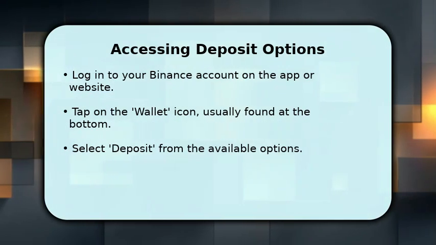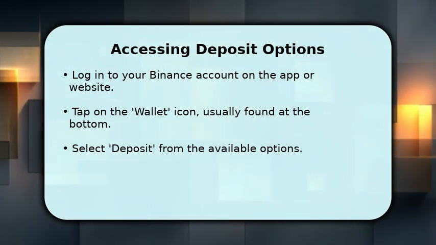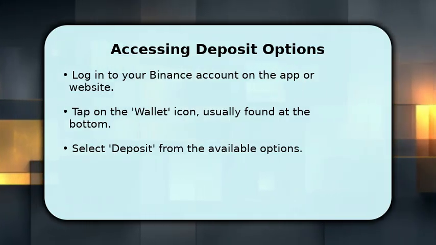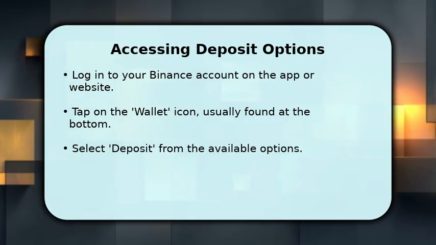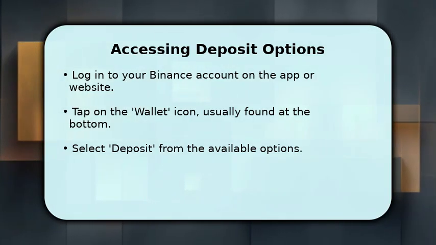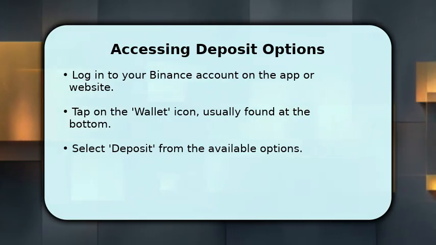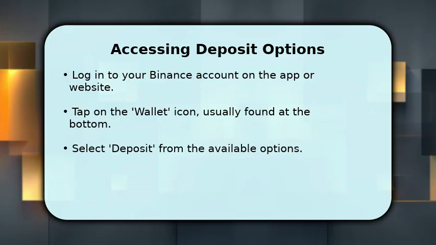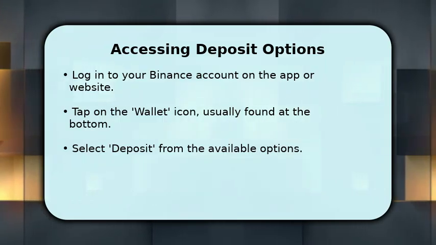Once you are successfully logged into your Binance account, locate the wallet icon. On the mobile app, this is usually at the bottom of your screen. If you are using the website, you will typically find it in the top navigation bar. After clicking or tapping Wallet, proceed to select the deposit option to move forward.